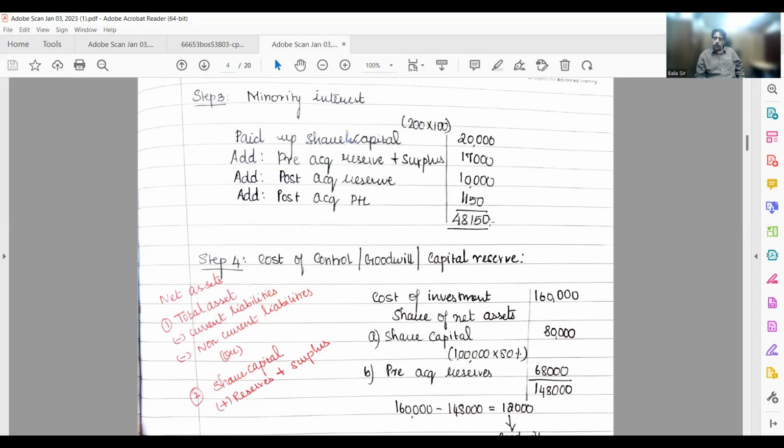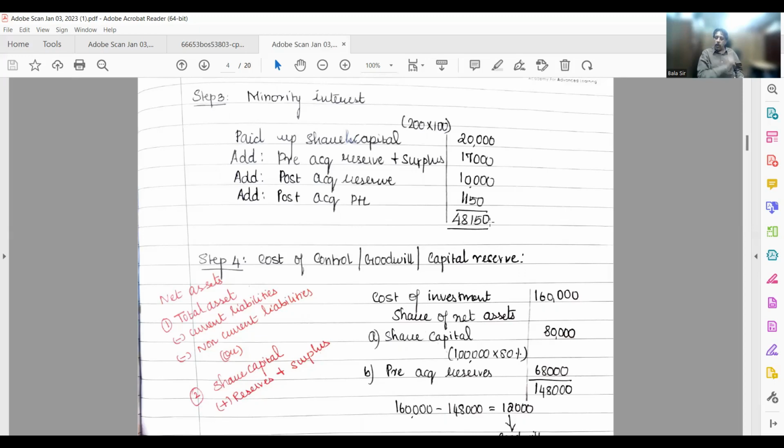Step 3, minority interest. Paid up share capital, 200 shares of rupees 100 each. You remember your company had 1,000 shares of 100 each. Of that, I'm holding 800, and you're holding 200 shares. 200 shares into rupees 100 each, 20,000. What is your company's share capital? 1 lakh rupees. On that, apply 20% minority share. 20,000 rupees you get.